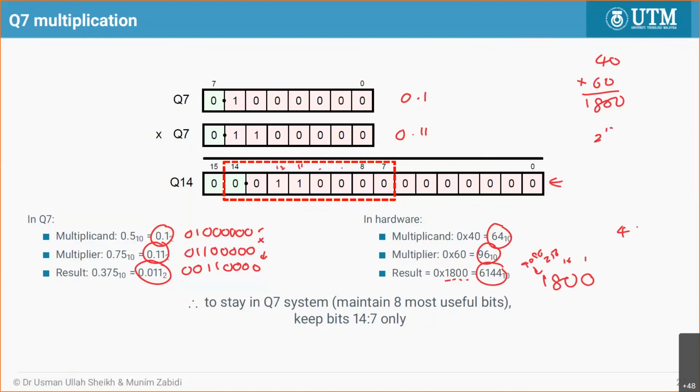So 2 power 12 plus 2 power 11. Use Google calculator, I can add 2 power 12 plus 2 power 11, and I will get 6144. Okay, so this one is correct. 6144. So how does 6144, for 1800 hex, get back to this number? That's the key. This is the pattern that you get, 1800 hex, but I want only this number.